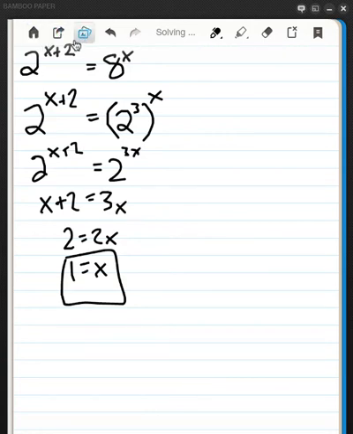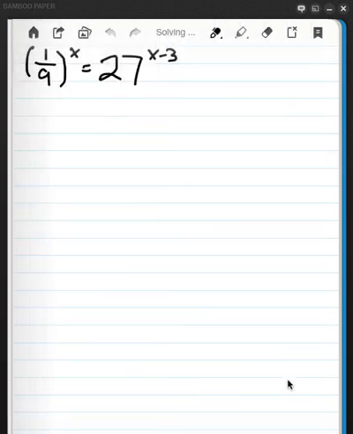So let's see if this makes sense. Substituting in 1. 1 plus 2 is 3. 2 cubed is 8. And then 8 to the first power is 8. So indeed, 1 is the value of x that makes this true. So again, just to summarize, we need to create a like base by rewriting these bases as the same base raised to a power. Okay, we did that. And then once the bases are exactly the same, we can set the exponents equal to each other. All right, let's try doing that with our second example.